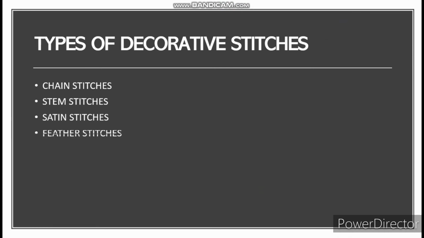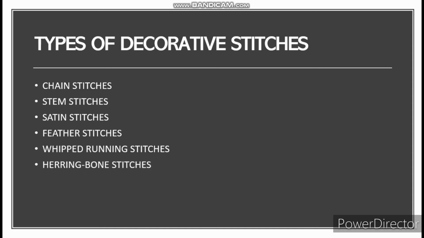Types of decorative stitches. 1. Chain stitches. 2. Stem stitches. 3. Satin stitches. 4. Feather stitches. 5. Whipped running stitches. 6. Herringbone stitches. Now we are going to look at each of these types of decorative stitches one by one, with the meaning and also how to make use of them.